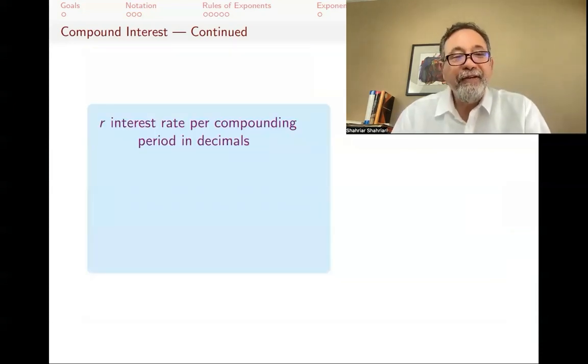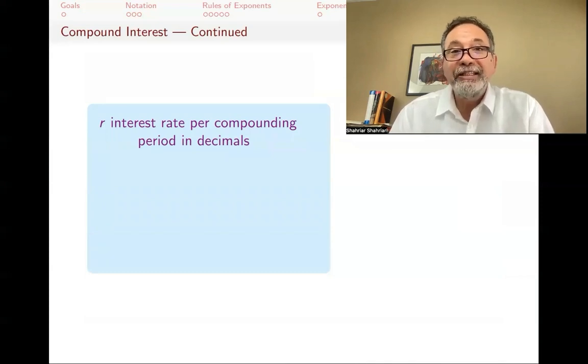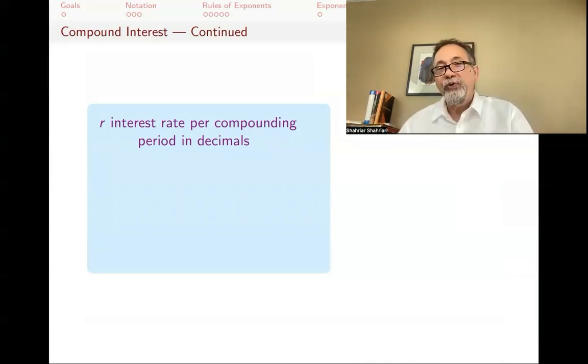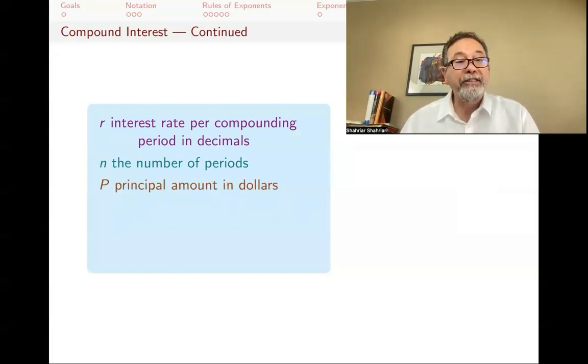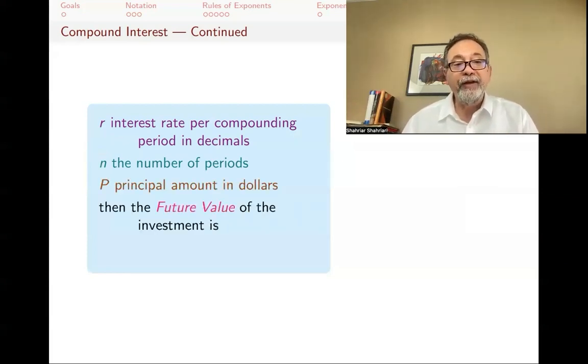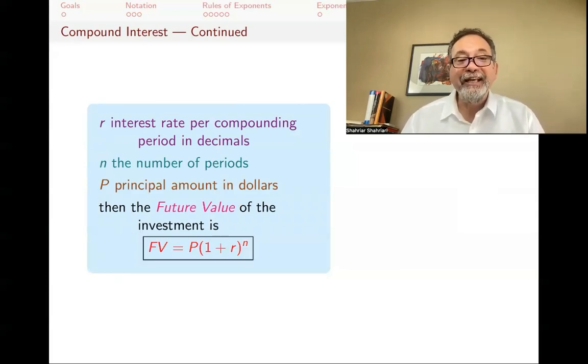$2,008.86. More generally, if R is the interest rate per compounding period in decimals, R is not the annual interest rate. If your interest is being compounded daily, you have to find out what the interest is per day, and that would be the annual interest divided by 365. You don't want it in percentage, you want it in decimals. If N is the number of periods, the number of those compounding periods that you keep your money, and P is the principal amount, then the future value of the investment is P, that principal, times 1 plus R to the N. And this is the end of this lecture about exponents.